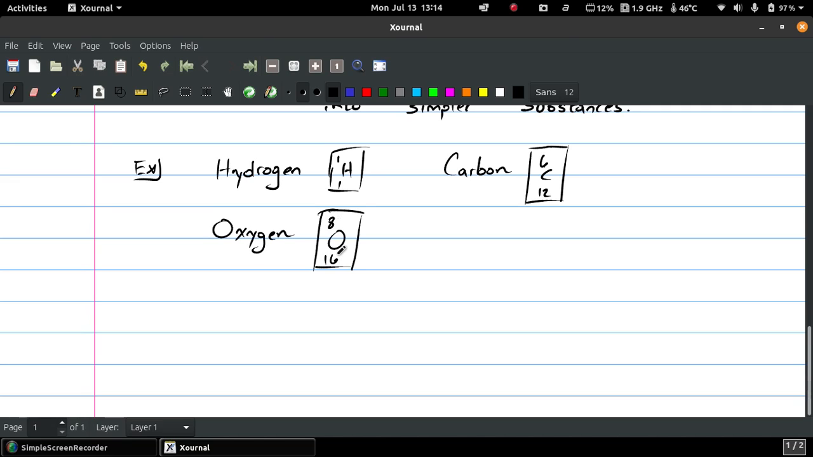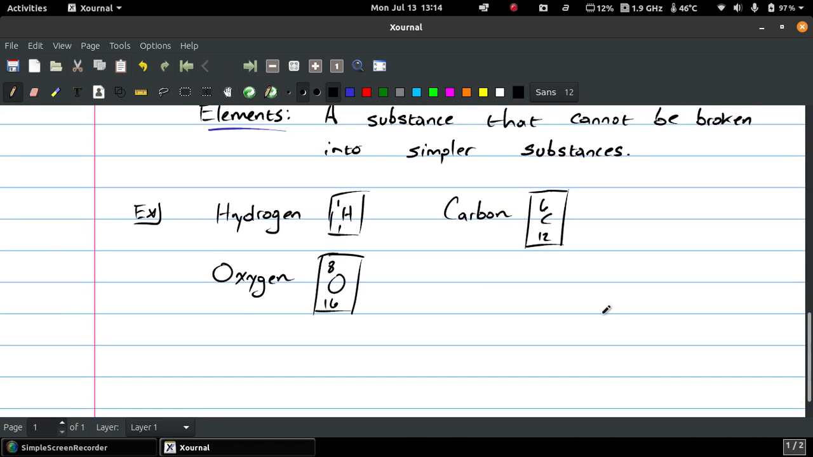Okay, so when you look at the periodic table, we have elements. So these are all examples of elements right here. Every single thing that is on the periodic table is an element. That means that it is a pure substance. It also means that it cannot be broken into a simpler substance.